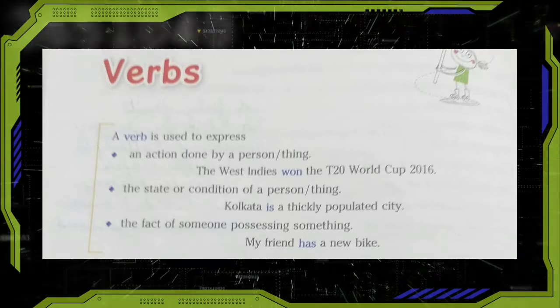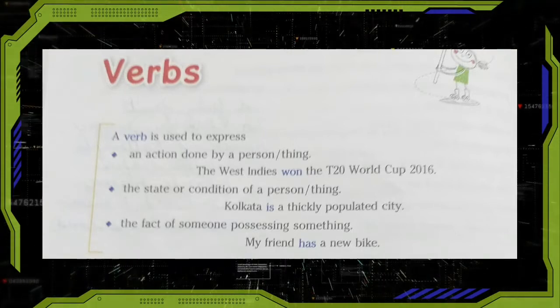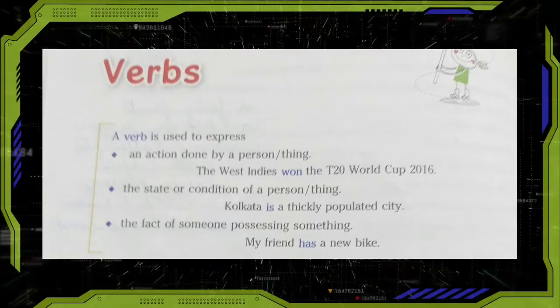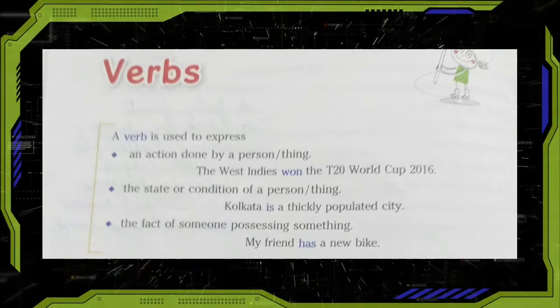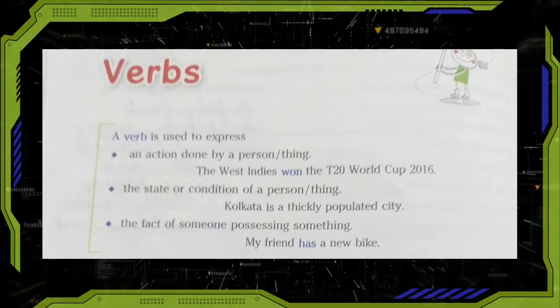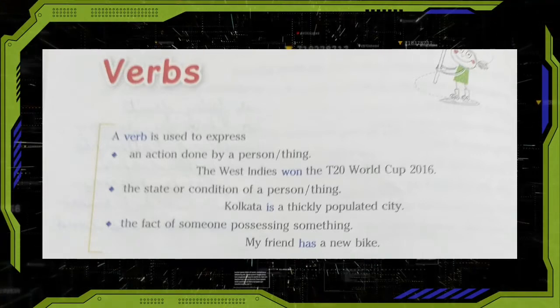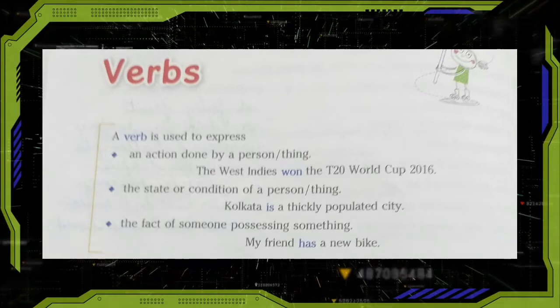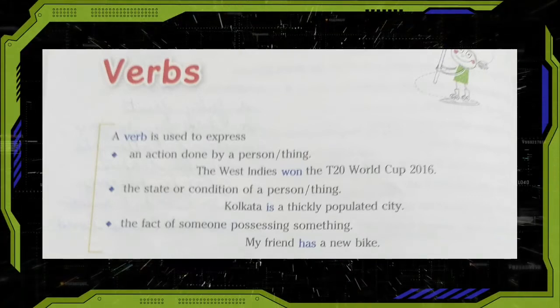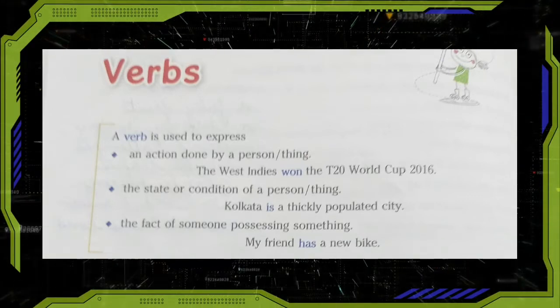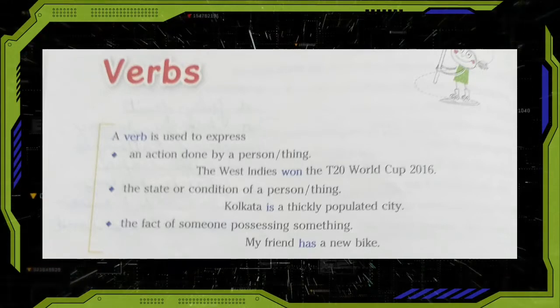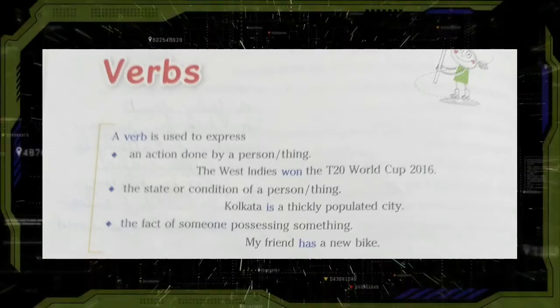For example, the West Indies won the T20 World Cup 2016. A verb can also express the state or condition of a person or thing. Example, Kolkata is a thickly populated city. It can express the fact of someone possessing something. My friend has a new bike.